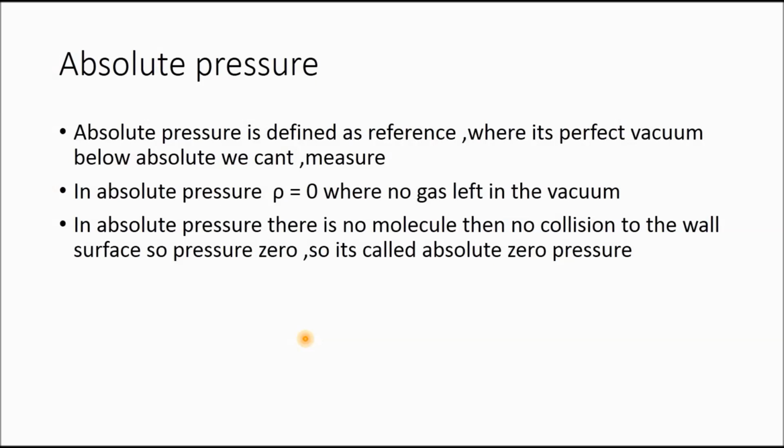Above the atmospheric pressure is a gauge pressure with a positive sign. Below the atmospheric pressure is a vacuum pressure or the vacuum gauge pressure. Then why is the absolute pressure required?